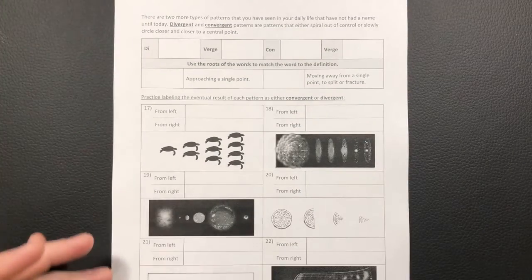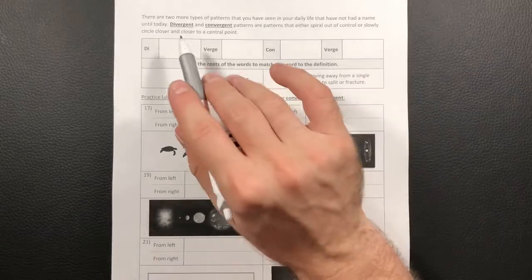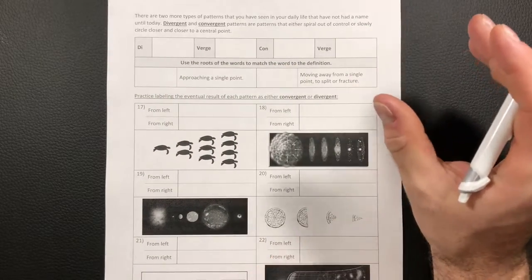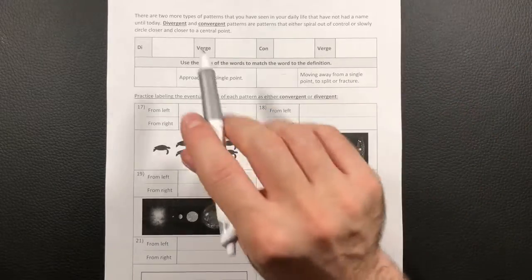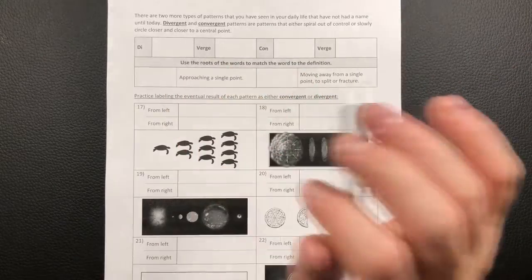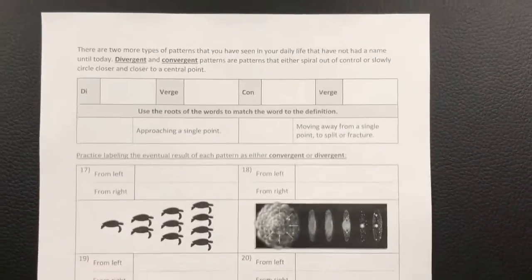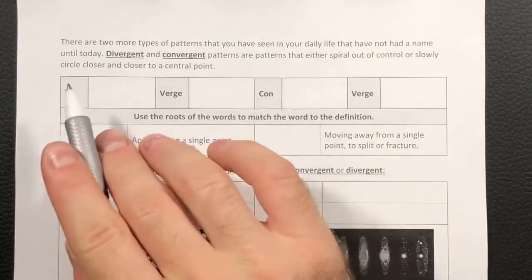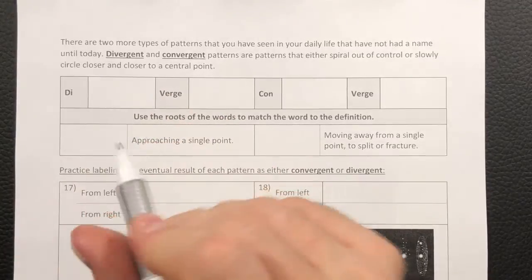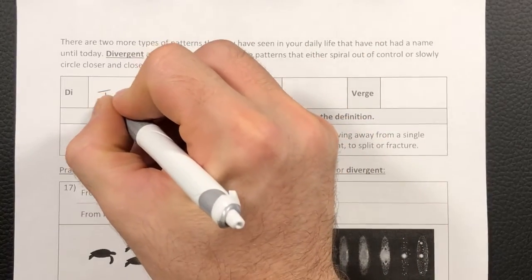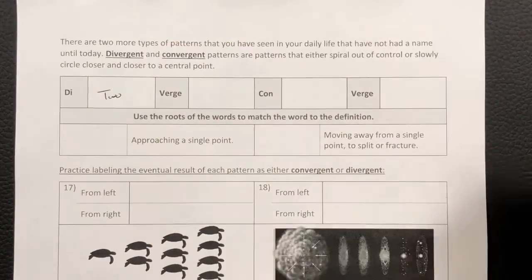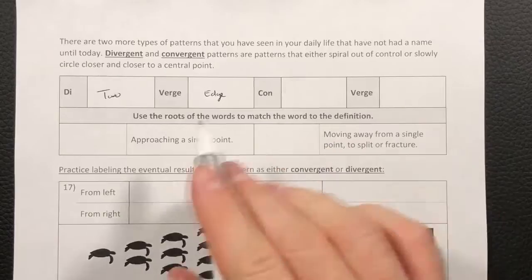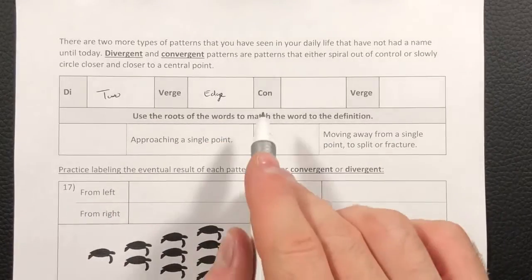This portion is going to be convergent and divergent patterns. We're going to focus on other types of abstract ideas that deal with these two terms, divergent and convergent. Let's take a look at what these two terms signify. Well, divergent, we have some Latin roots here. Di is going to be 2, from mono, di, tri, tetra. Verge is going to be, we're going to use the term edge. So we have a 2-edge style pattern.